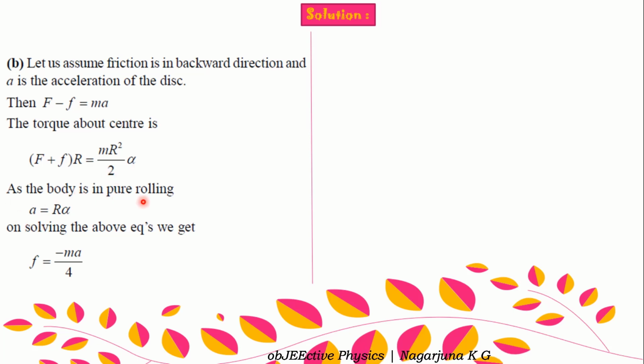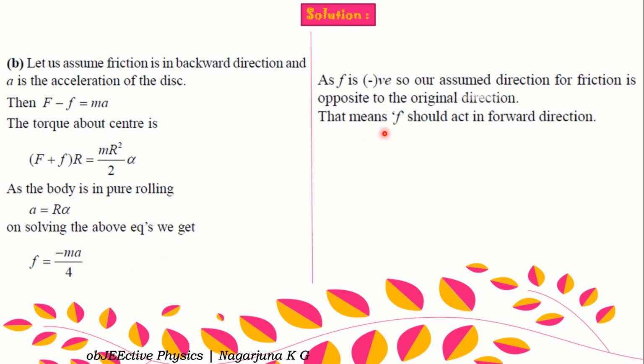As the body is in pure rolling, a = Rα, the relation between linear acceleration and angular acceleration. On solving the above equations, we get f = −ma/4. As f is negative, our assumed direction for friction is opposite to the original direction. That means f should act in the forward direction.